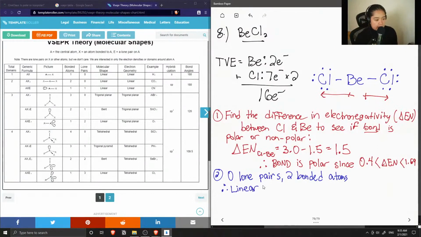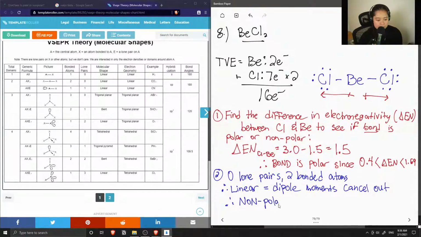And already we can see in the picture that the two dipole moments in chlorine will cancel each other out, since there are no lone pairs on the beryllium to offset the dipole moments. So since we have a linear structure, this means that the dipole moments do cancel each other out. So therefore we have a nonpolar molecule.